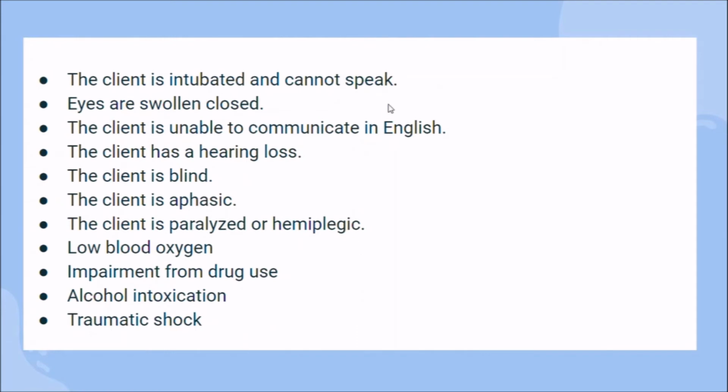The client is intubated and cannot speak. Eyes are swollen closed. The client is unable to communicate in English. The client has a hearing loss. The client is blind. The client is asphyxic. The client is paralyzed or hemiplegic. Low blood oxygen, impairment from drug use, alcohol intoxication, and traumatic shock.